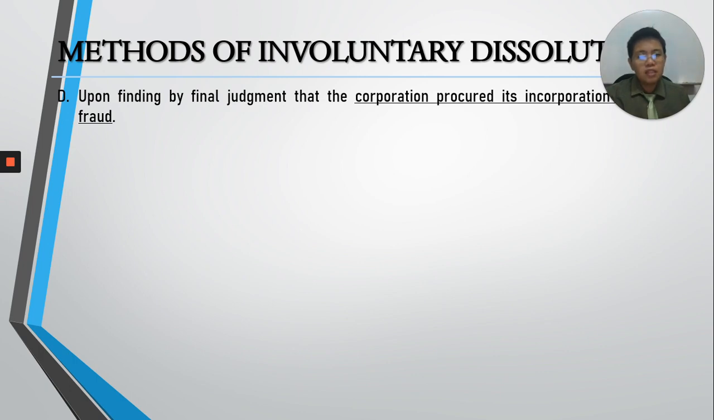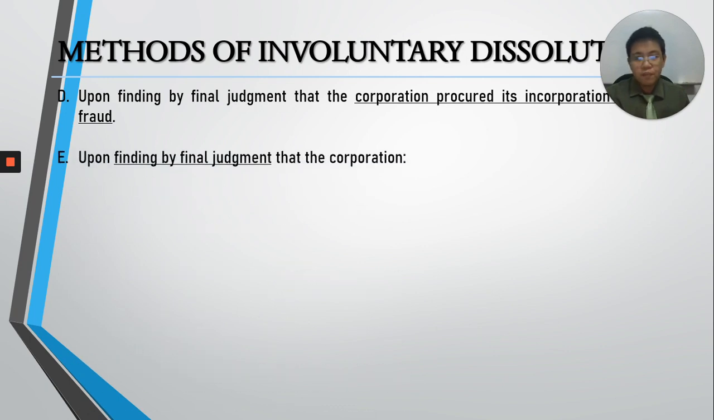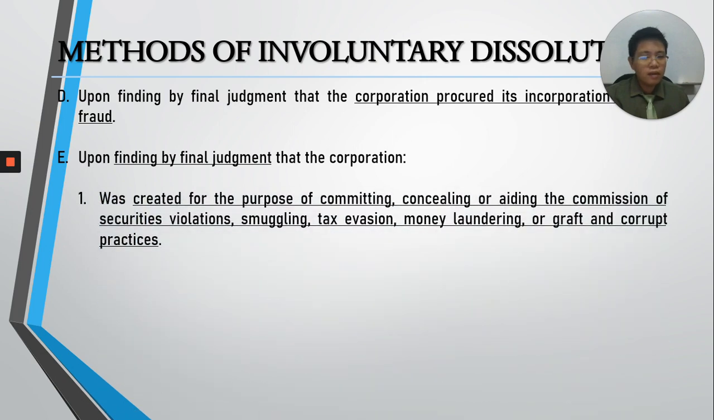Remember, class, that this must be by final judgment. Yan, yung finding na yan before the corporation is dissolved. Also, upon finding by final judgment that the corporation is, number 1, created for the purpose of committing, concealing, or aiding in the commission of securities violations, smuggling, tax evasion, etc., money laundering, or graft and corrupt practices.